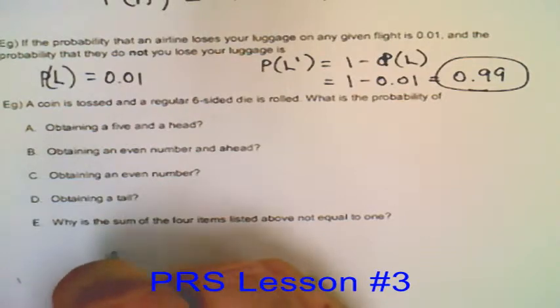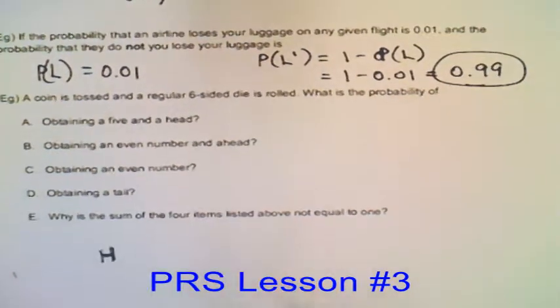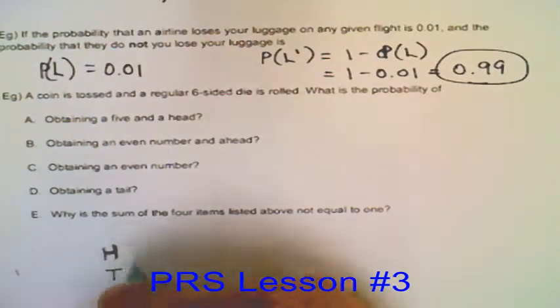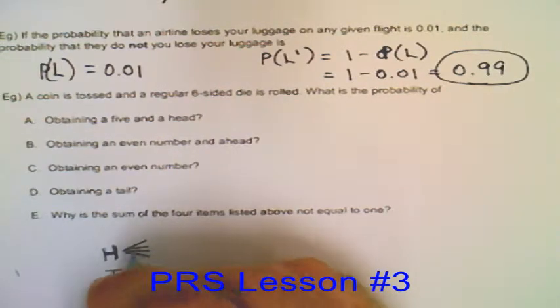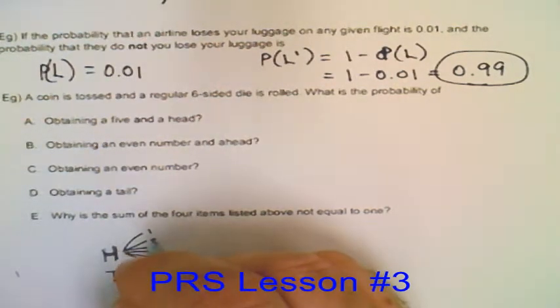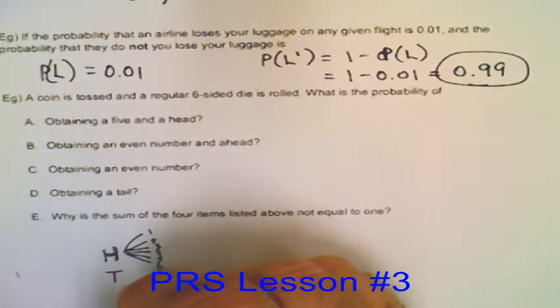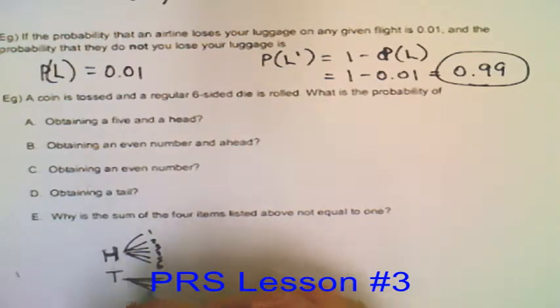Probability of obtaining a 5 and a head. Now you can look at your sample space. A coin is tossed and a 6-sided die is rolled. So the coin could be heads or tails. And you've got 1, 2, 3, 4, 5, or 6 that comes up here.